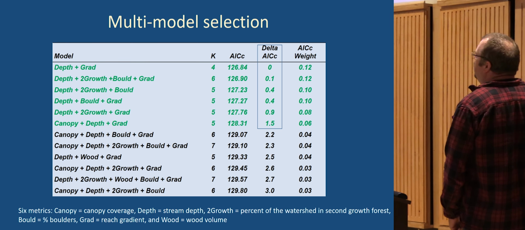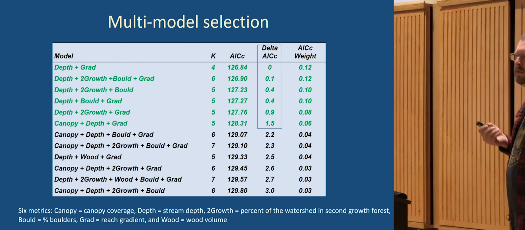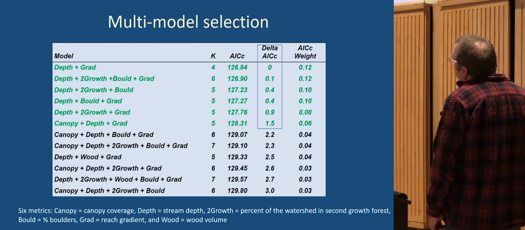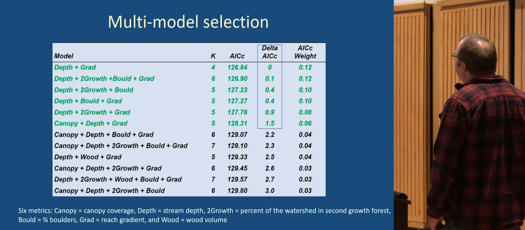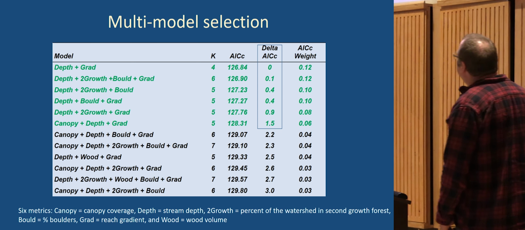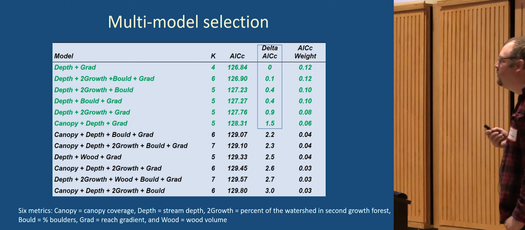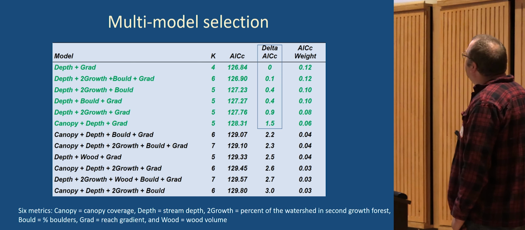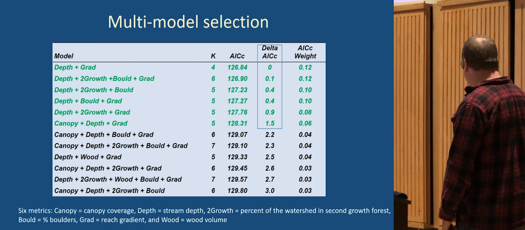Next, we're followed by gradient, which supports what we found in our other analysis, that these higher gradient streams are doing pretty good. And they seem to be important when you're determining capacity. Boulders came out pretty important. Canopy came in, we got some support for that in our last model down there. And wood, we didn't get any support for within this analysis. So that was interesting.